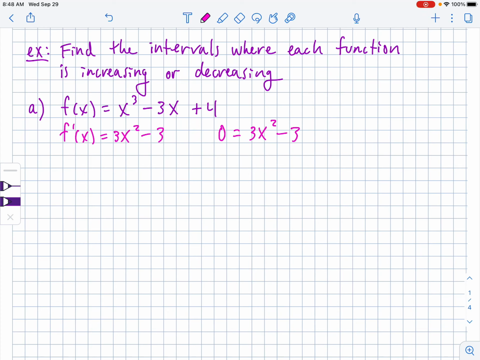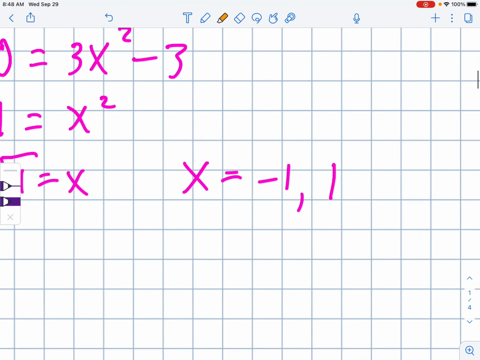Did I take the derivative right? Did I write it down right? That's the question. Hold on. Let me check. I did. Okay, so we need to solve this. If you add 3 to both sides and then divide by 3, we get 1 is equal to x squared. Now we need to square root both sides, but remember, anytime you introduce a square root, you have to do a plus minus on it. So if I do plus minus the square root of 1, that means that x is equal to negative 1 and positive 1 on the turnaround points, the horizontal tangents.